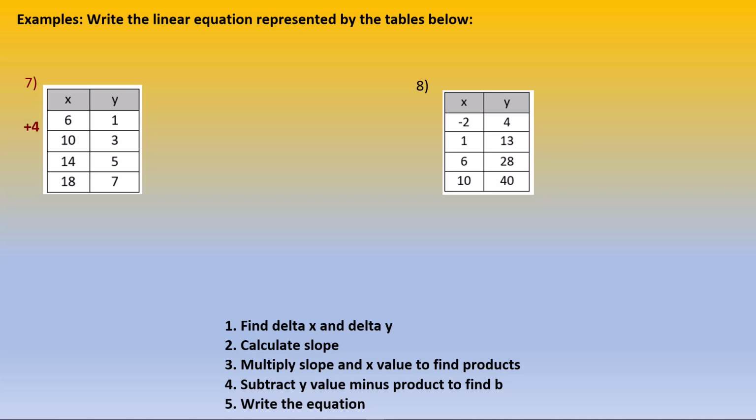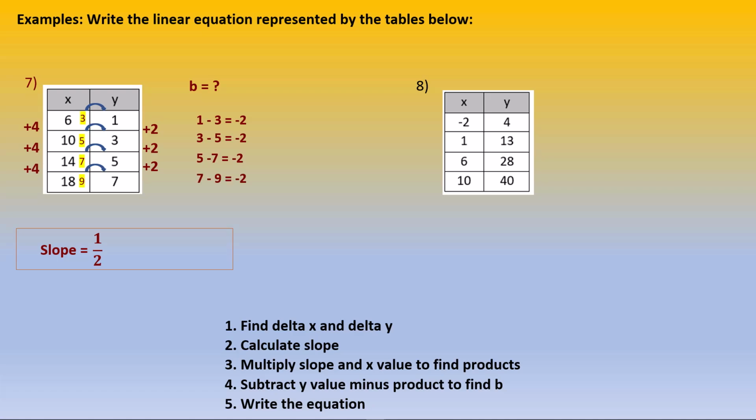For the first example, you can see the change in x is plus 4, and the change in y is plus 2. A slope of 1 over 2. The products of the slope and x values are 3, 5, 7, and 9. Subtracting each of those products from y results in the value negative 2, which is b. The equation is y equals 1 over 2x minus 2.